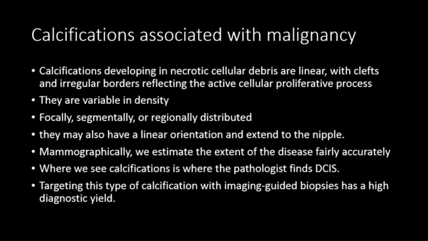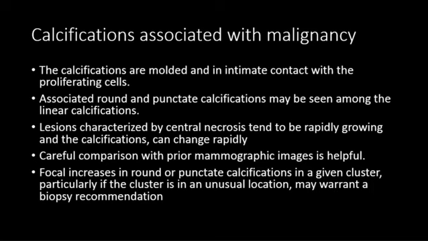We usually see the calcifications where the pathologists find the DCIS. DCIS means ductal carcinoma in situ, in case anyone doesn't know, which is the earliest stage of the carcinoma, when the cancer cells are in the lining of the ducts. So when you see calcifications, there is the area to biopsy. Usually the pathologists find the carcinomatous cells there. So targeting this type of suspicious calcification with what's called stereotactic biopsy usually has a high diagnostic yield. It's a good diagnosis for the pathologist.